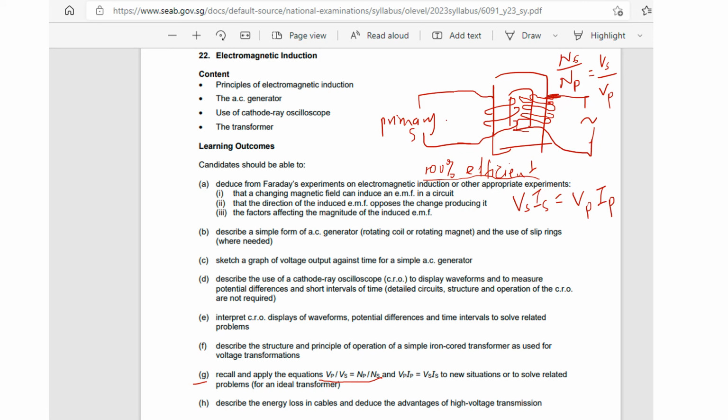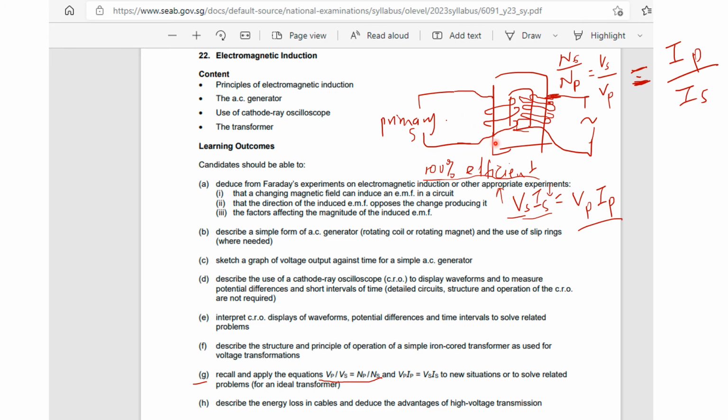And because the power remains the same, the higher the potential difference, the lower the current. So therefore, it is equal to Ip over Is. So potential difference and current are inversely proportional to each other for 100% efficient transformers. All right, so then you must be wondering, why do we need a transformer?